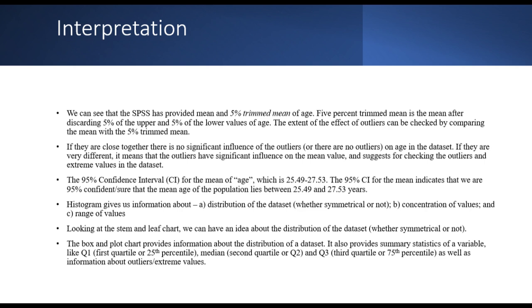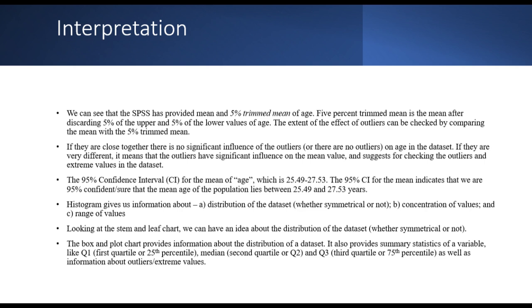Histogram gives us information about A, distribution of the dataset, whether symmetrical or not, B, concentration of values, and C, range of values. Looking at the stem and leaf chart, we can have an idea about the distribution of the dataset, whether symmetrical or not.